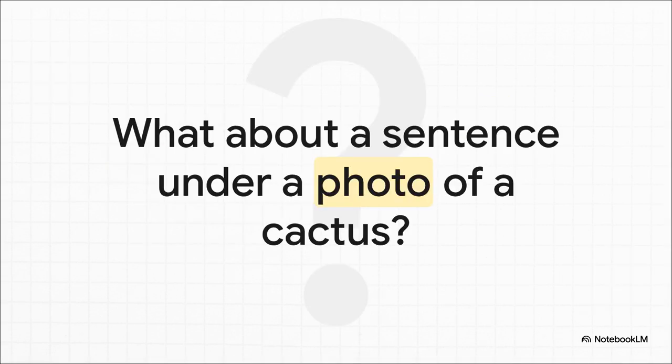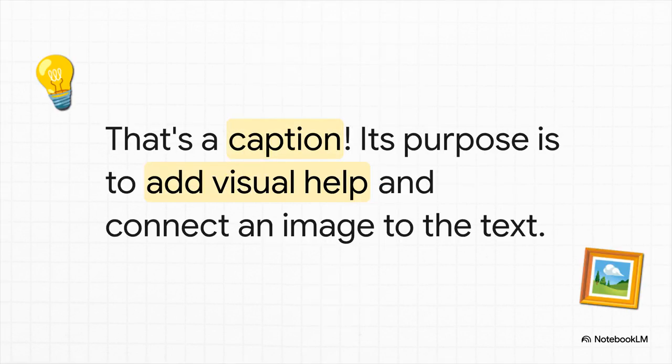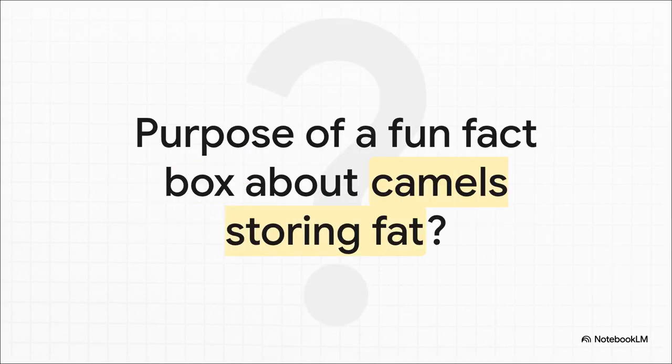Okay, next one. You see a picture of a big cactus, and right underneath it, there's a short sentence. What do we call that, and what's its job? That, my friend, is a caption. Its whole purpose is to give us visual help. It connects that photo to the main text and adds a little bit of context that we might have missed otherwise. Great job!